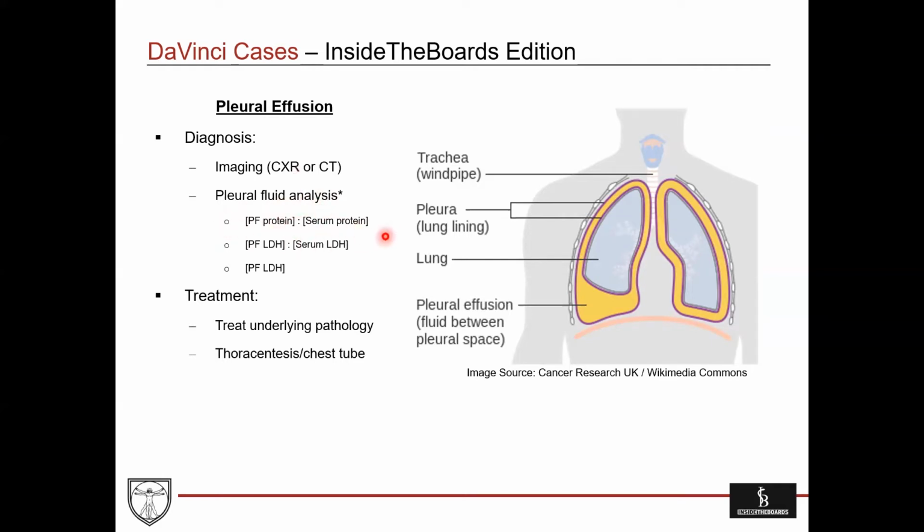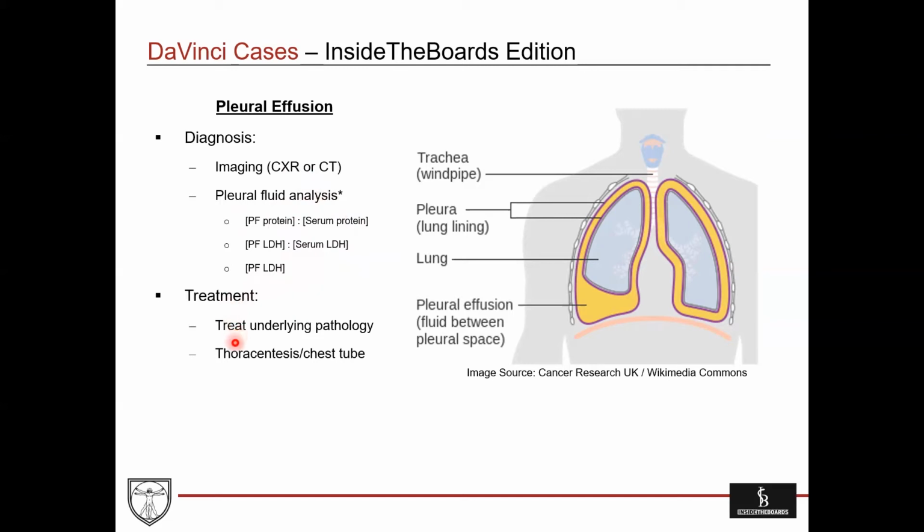And again, you'll look at these analyses, which are the pleural fluid protein to serum protein ratio, the pleural fluid lactate dehydrogenase to serum LDH ratio, and then you look at the pleural fluid LDH concentration as well, and we'll get more into that in a second.